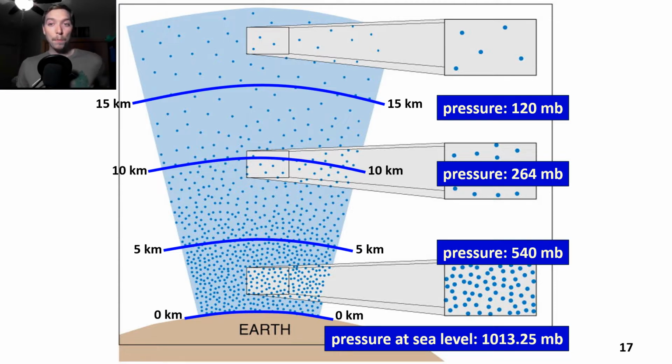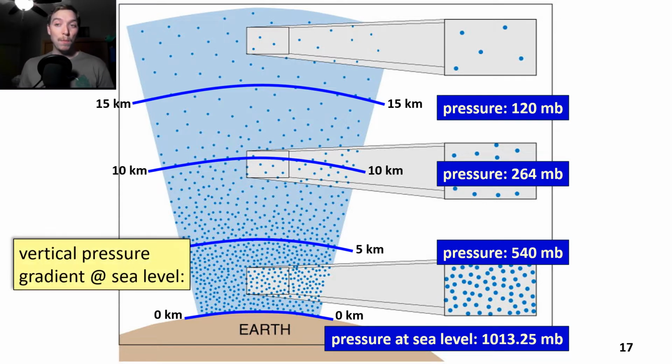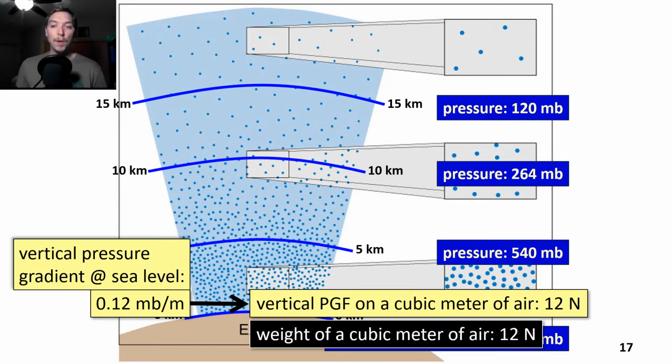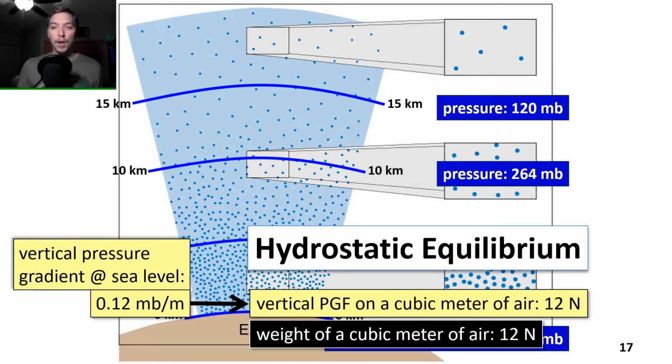So the vertical pressure gradient at sea level is equal to about 0.12 millibars per meter. This means that the vertical pressure gradient on a cubic meter of air is about 12 newtons, which also means that the weight of a cubic meter of air is about 12 newtons. So this balance between the vertical pressure gradient force and the weight, these opposing forces, gravity pressing down and that parcel of air pushing up, is what we call hydrostatic equilibrium, which refers to the balance maintained between the force of gravity and the vertical pressure gradient that doesn't allow air to escape out into outer space. It's what maintains our atmosphere and keeps our atmosphere where we want it.